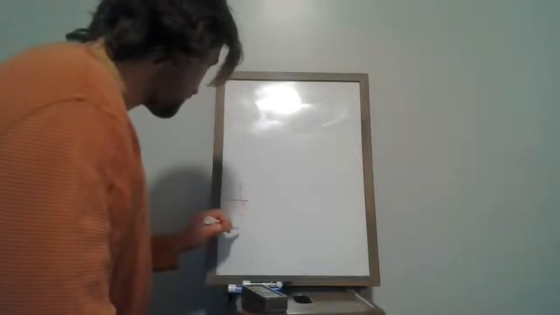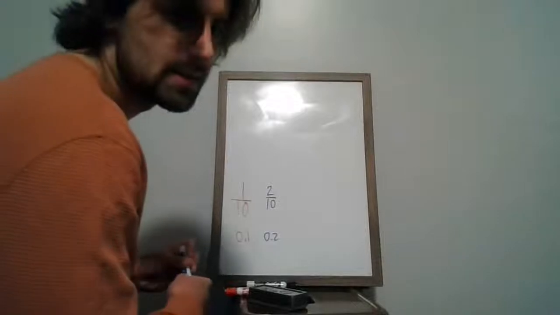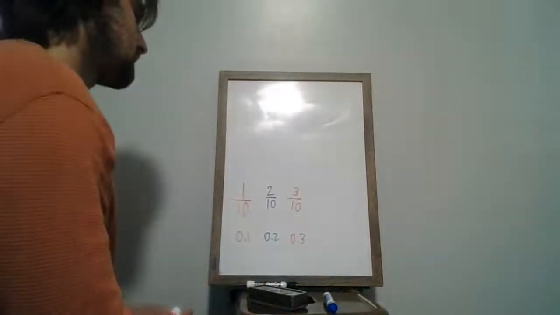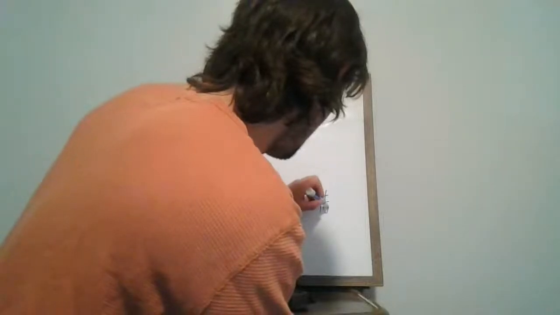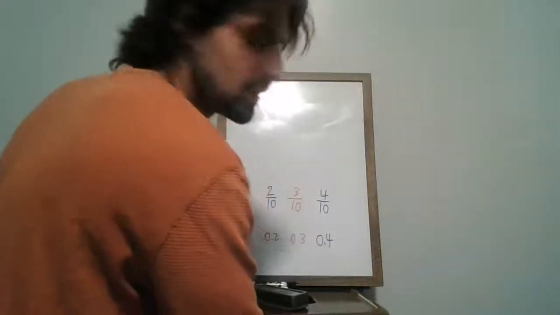So that's 1/10 as a fraction. This would be 1/10 as a decimal. Two tenths is a fraction, 2/10 is a decimal. Three tenths is a fraction. 3/10 is a decimal. Four tenths is a fraction. 4/10 is a decimal.